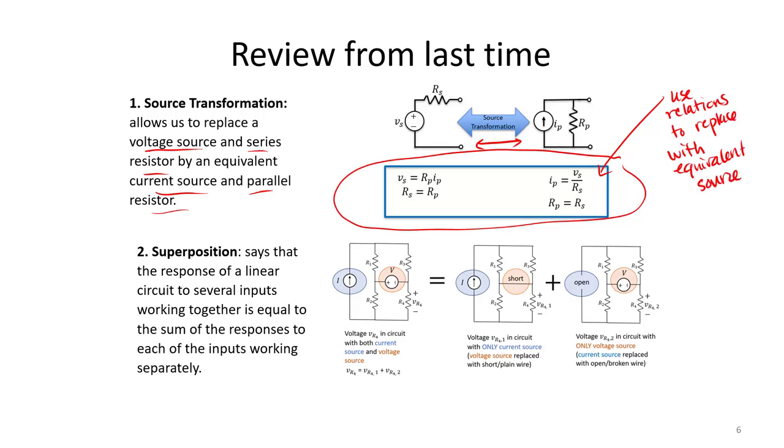Next, we have superposition. Superposition tells us that the response of a linear circuit to several inputs together is equal to the sum of the responses with each input working separately. So here when we say inputs, that means independent sources.